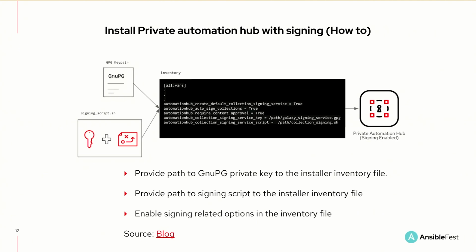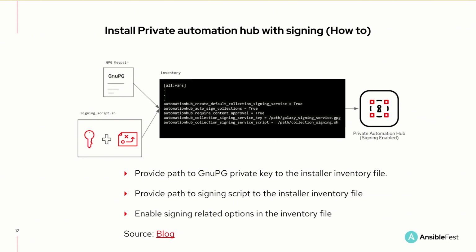Then there is an Automation Hub collection signing service script. This script will act as a signing service to basically use the private key as an input to sign your collection. And then whenever you deploy your Private Automation Hub with all these variables, you will have a Private Automation Hub that has the ability to sign content, basically the collections and execution environments.